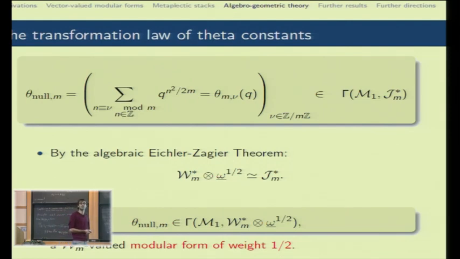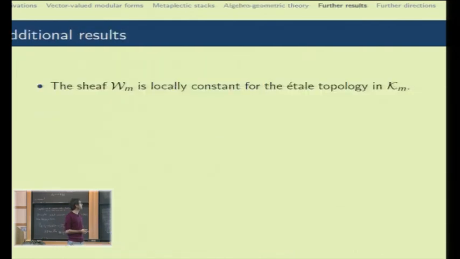Okay, so we go until 5:30, or there's some time for questions. There are some additional results that I wanted to get time to detail, but remember that the vector bundle you get out of the Weil representation should be a local system. You can prove that purely algebraically. You can show that W_M trivializes over a finite Galois cover of your gerbe K_M, your metaplectic stack. You really have to dig a little bit into the details of the Weil representation, but you can show that.